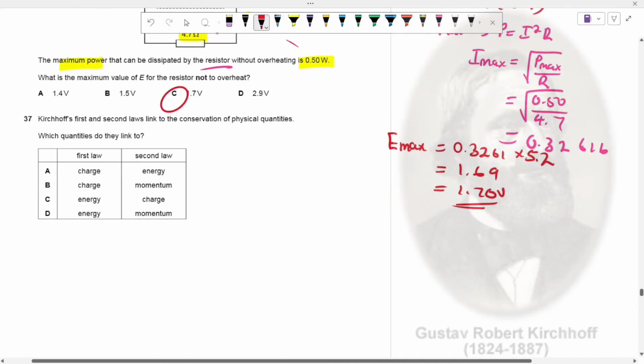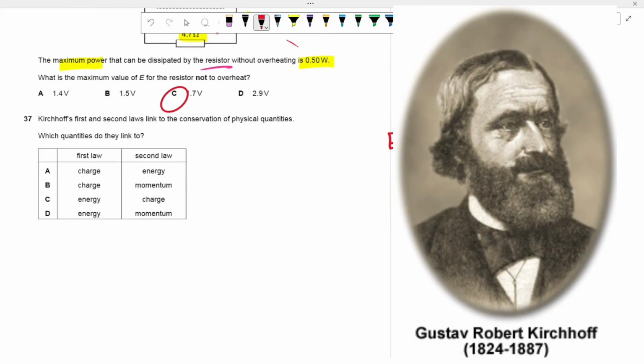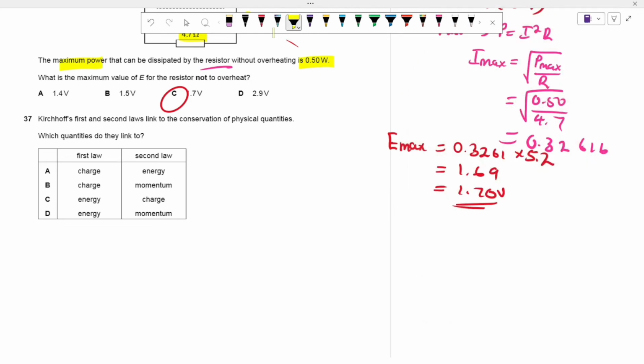37, we have Kirchhoff, a very famous scientist and physicist, who came up with two laws that explain the movement of electricity. Essentially, you have Kirchhoff's first law and Kirchhoff's second law that are linked to the conservation of physical quantities. Kirchhoff's first law talks of the conservation of charge. The second law talks of the conservation of energy. The correct answer would be A.